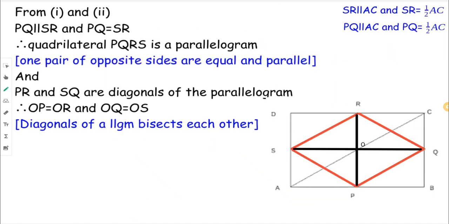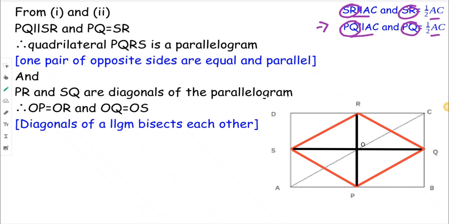Now when you look at this 1 and 2, I've written here that SR is parallel to AC, again PQ is parallel to AC. Then can I simply say that SR is parallel to PQ? We can say. And then also again, SR is half times AC, PQ is also half times AC, which means simply SR equals PQ.